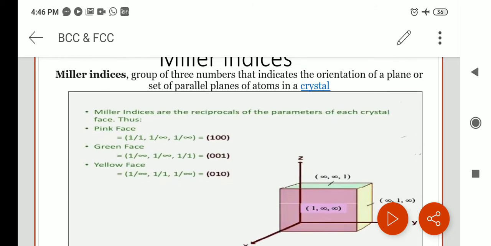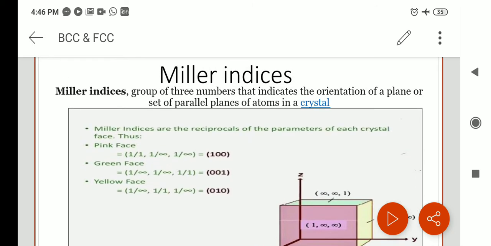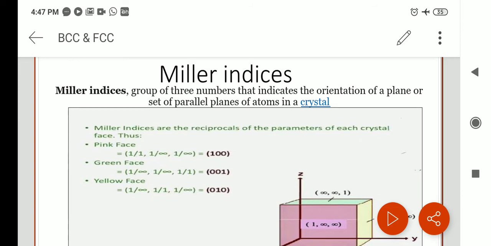A group of three numbers that indicates the orientation of a plane or set of parallel planes of atoms in a crystal is defined as Miller indices. So in a crystal system, the atoms are there, and their plane orientation is represented by a set of three numbers. The set of three numbers is defined as Miller indices.